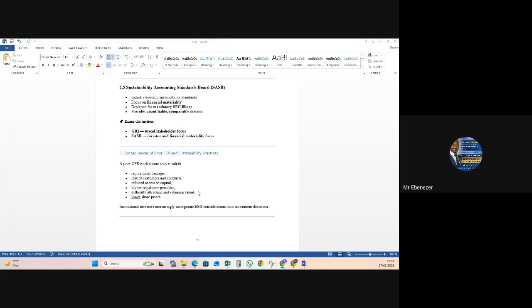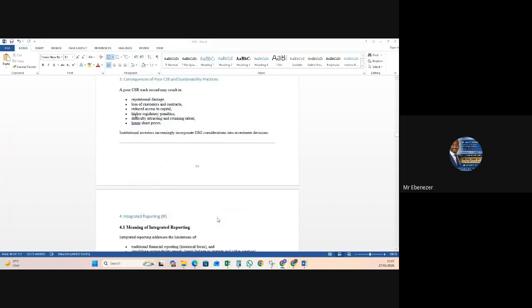You can lose customers and contracts. It can reduce your access to capital. It can result in higher regulatory penalties where it is mandatory for you to disclose some things or to do some things. Also, you can have difficulty in attracting and retaining talent. Your employees themselves could go, because companies who are doing better, who are taking care of them, will call them. They will offer them jobs and they will go. And of course, it will reduce your share price.